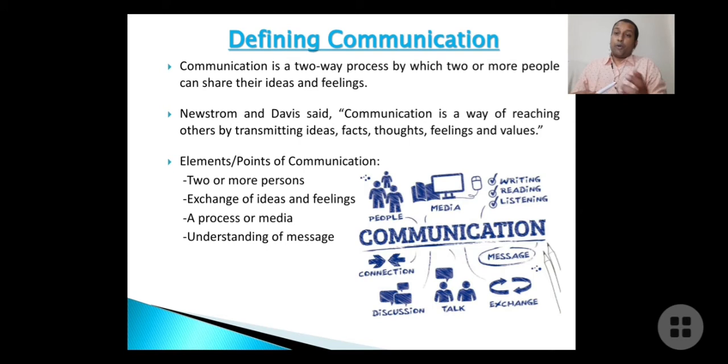And the elements, points of communication: two or more persons, exchange of ideas and feelings, a process or media, and understanding of the message. These are the points noted, the points we got from the definition of communication. And there is a picture with some points also: people, media, message, exchange, discussion. Talking is also communication, connection between people, between organizations, between states. That could also be a type of communication.